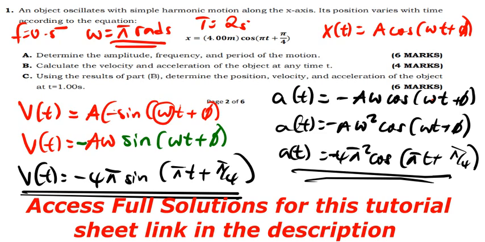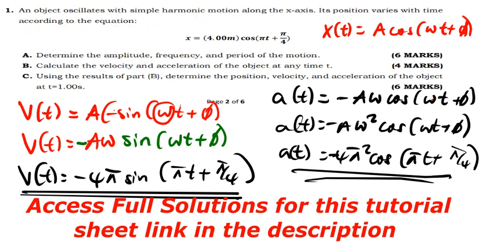Now again, using the result from part B, determine the position, velocity and acceleration. So using the information we have at part B, let's go ahead and do the calculation. I'll start with the first one. The position when time is equal to 1 is going to be 4 cos(pi times 1 plus pi over 4). What will be the answer? Let's see.